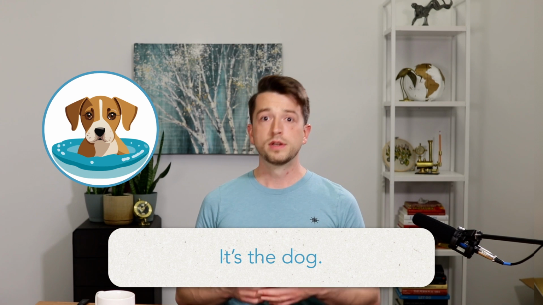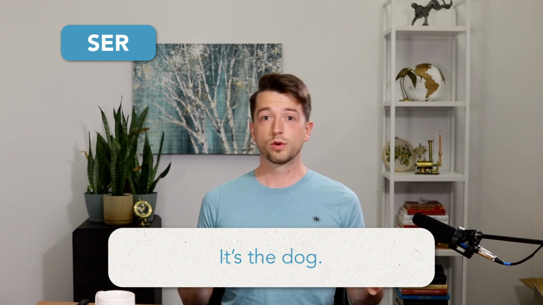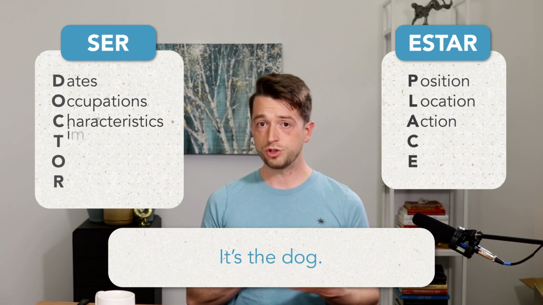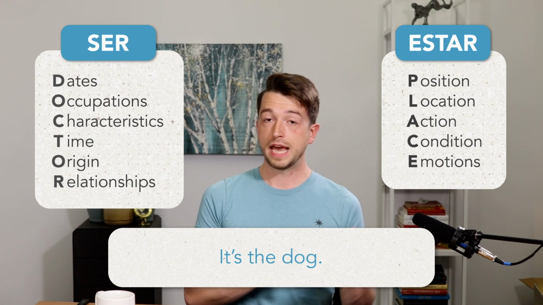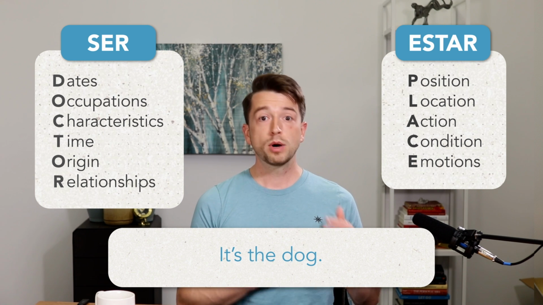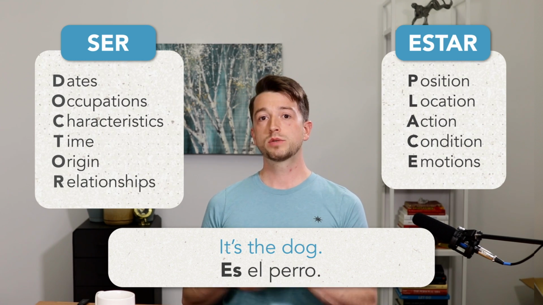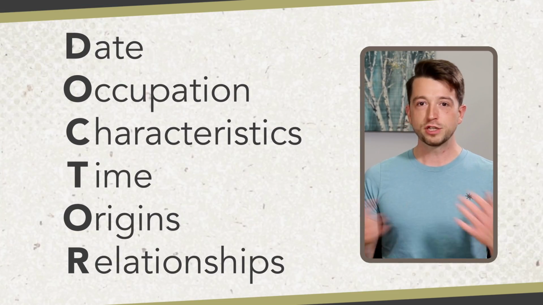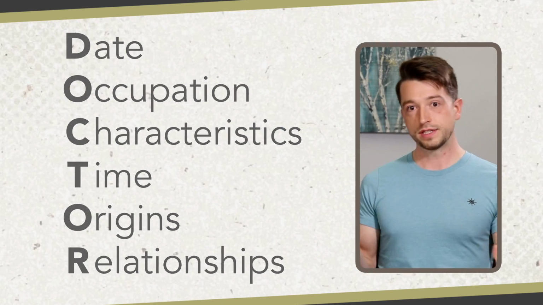Now, here's the question. To say, it's the dog, which one are you going to use, ser or estar? Well, none of the items in D.O.C.T.O.R make sense for this situation. And in context, we are talking about an action, which is the A in place, but we would actually use ser here, specifically es, because what follows the verb is a noun. And just for fun, I came up with a bunch of sentence examples that debunk every single item of this list. So here's an example.